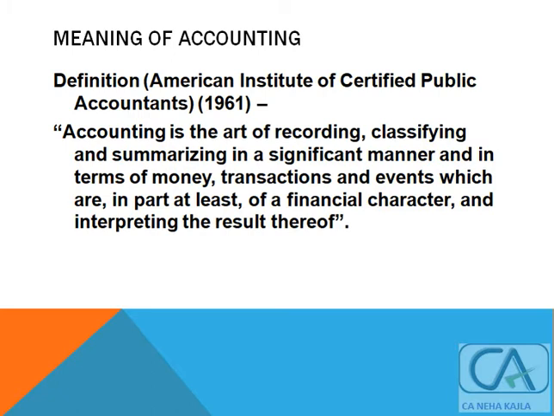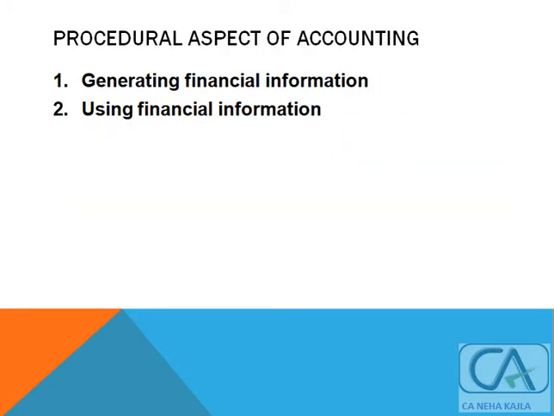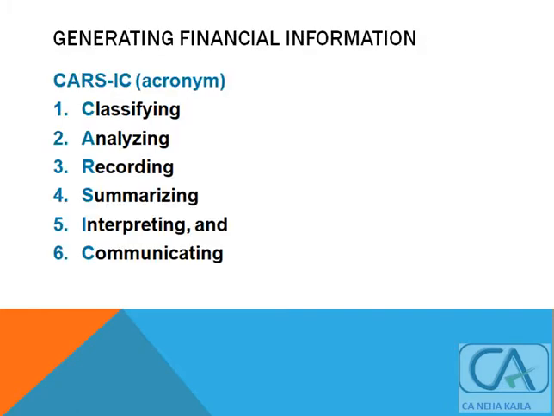Next, we see the procedures of accounting, the procedural aspects of accounting. As I have told in the third slide, procedures of accounting include two events, that is, generating financial information and using financial information. For generating financial information, I have given an acronym which would be easier for you to understand. It is CARS IC: classifying, analyzing, recording, summarizing, interpreting, and communicating. But the sequence is recording of all monetary transactions of business with evidence in the books of accounts, and the book of account is called journal.